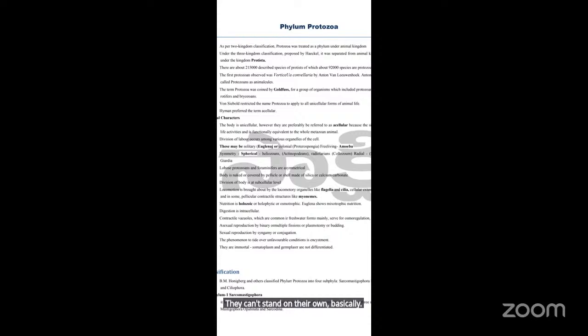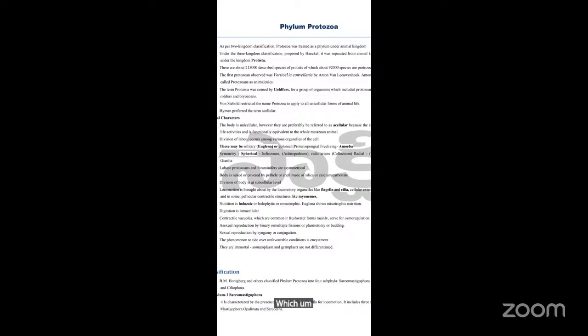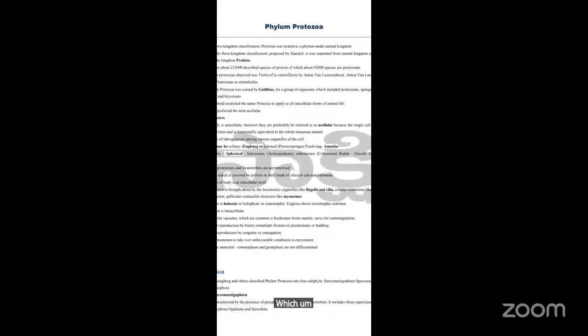The first one that was observed was the Vorticella convallaria by Anton van Leeuwenhoek, which was about, I think, 17th century. Let me confirm for you. Yes, it was the 17th century.